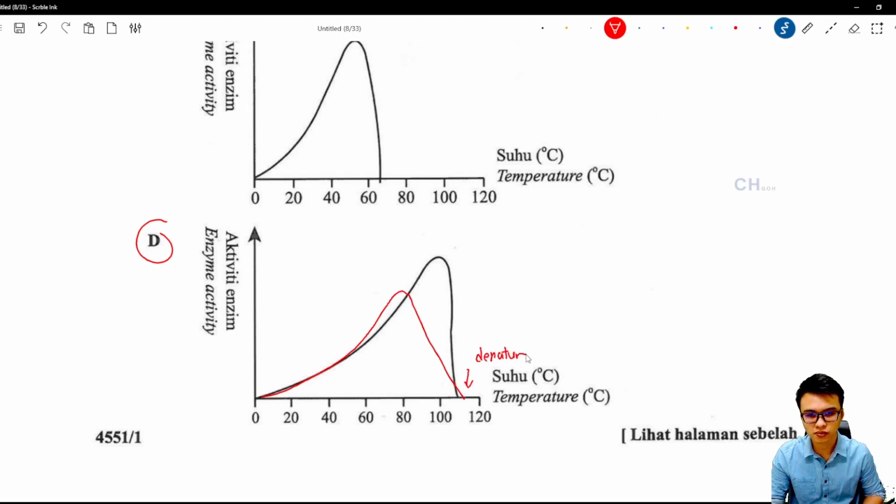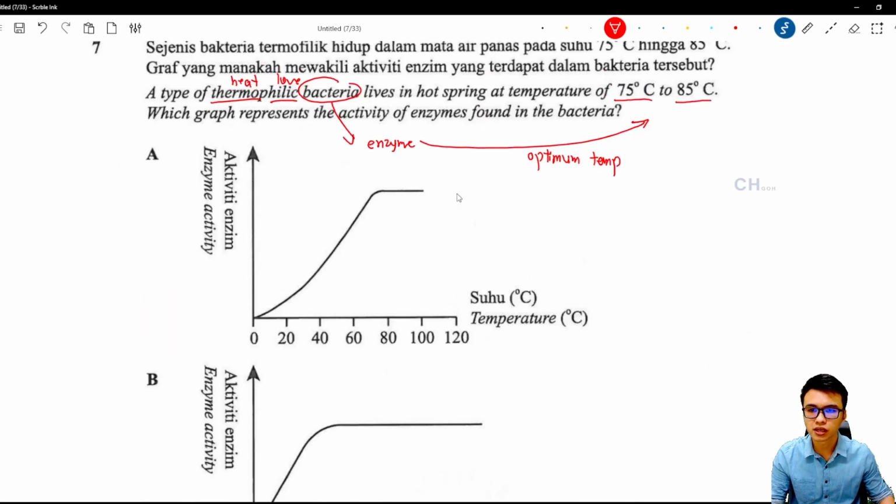Denatured. Okay. Why not the answer is A, guys? Because the enzyme activity remain constant even the temperature exceeds 85 degrees Celsius. So this is wrong. If the temperature is too hot, the enzyme is going to be denatured. So A will not be the answer.